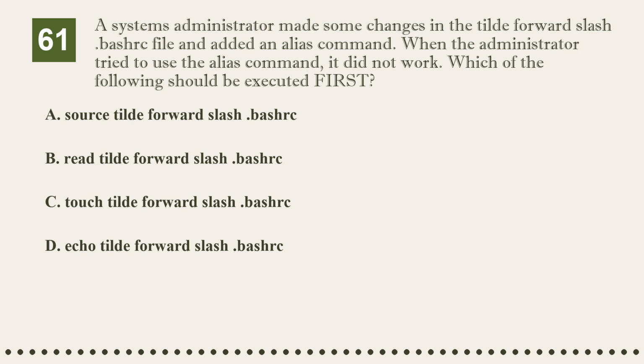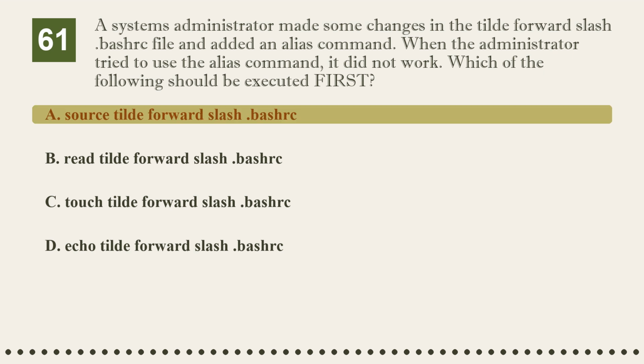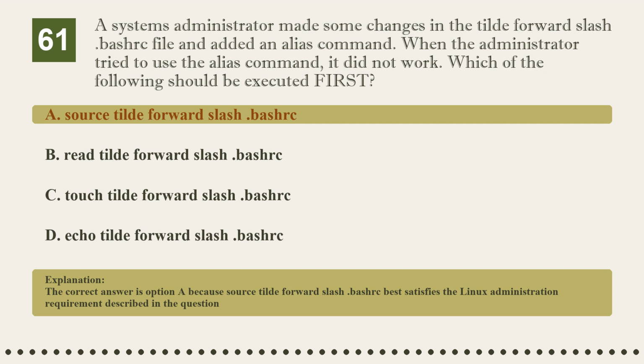Question 61. A systems administrator made some changes in the ~/.bashrc file and added an alias command. When the administrator tried to use the alias command, it did not work. Which of the following should be executed first? Option A, source ~/.bashrc. Option B, read ~/.bashrc. Option C, touch ~/.bashrc. Option D, echo ~/.bashrc. The correct answer is option A, source ~/.bashrc. The correct answer is option A because source ~/.bashrc best satisfies the Linux administration requirement described in the question.